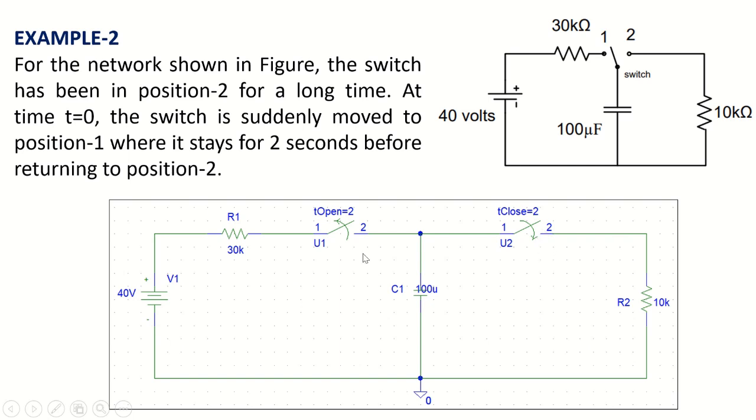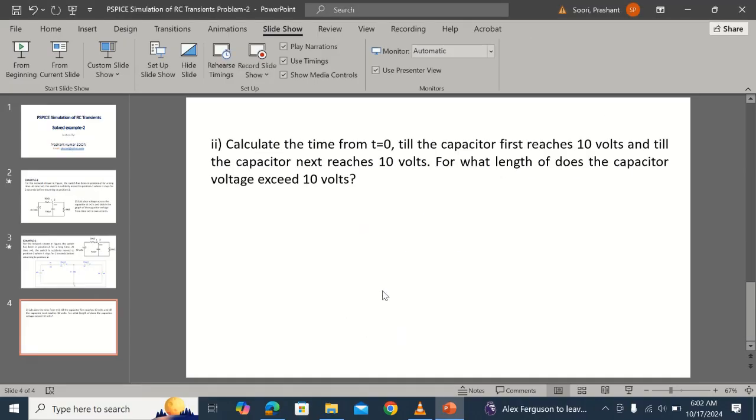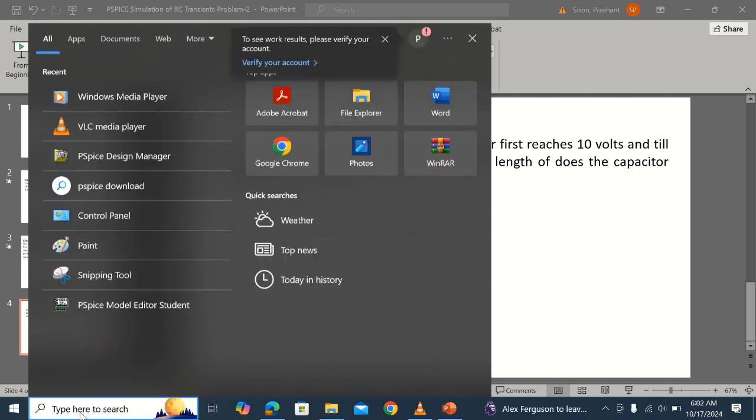So this is what you have to use, because unfortunately PSPICE does not have a single pole double throw switch. We need to modify this before simulating this particular circuit. This precaution you need to take. So I will solve this now using PSPICE. Let us go to PSPICE now.